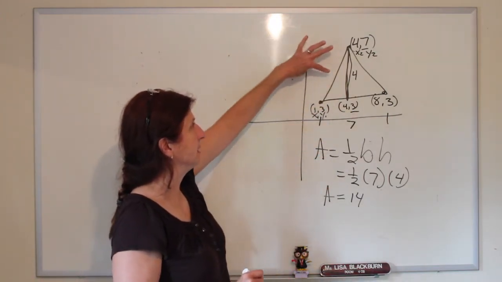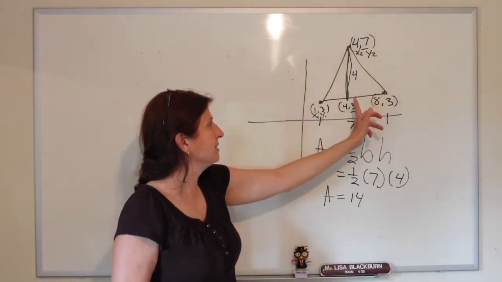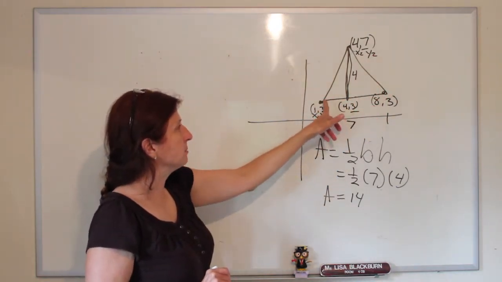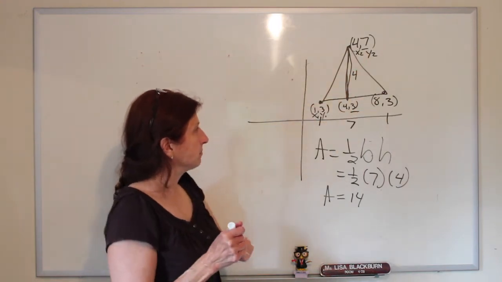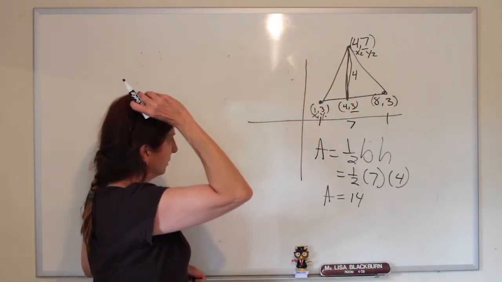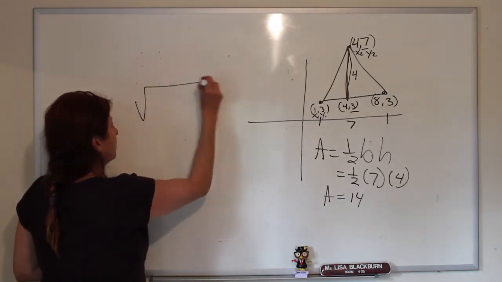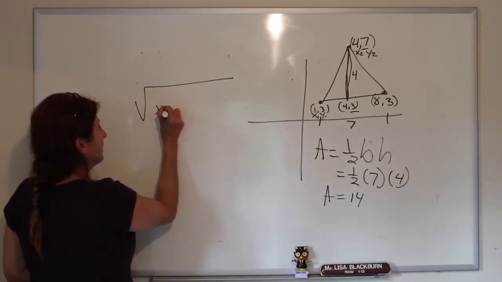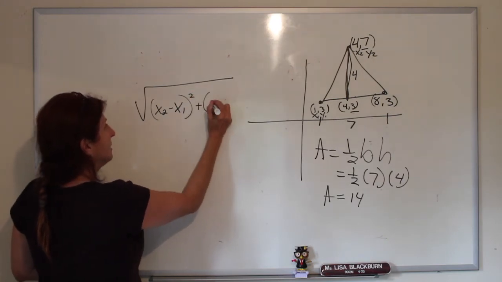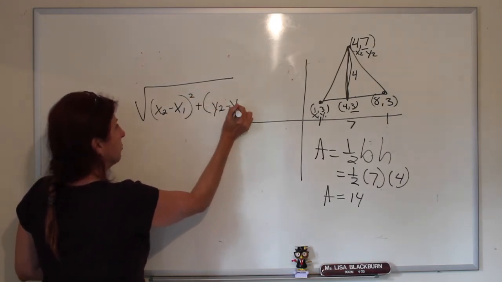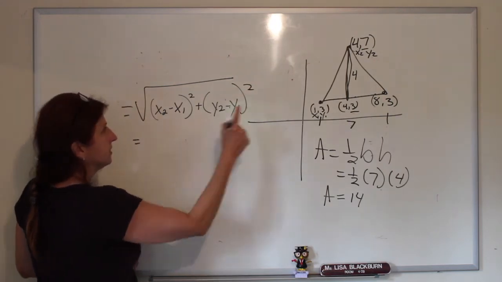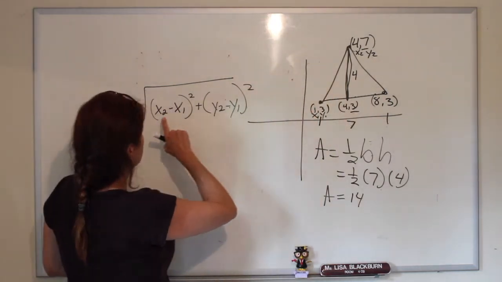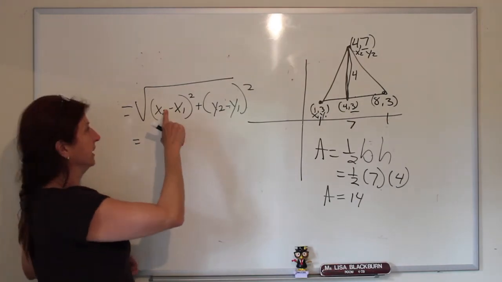So what we need is the distances on these sides to get the perimeter. Well, this one's easy. It's 7. But these are not so easy. So we're going to use our distance formula, and it is the square root of x2 minus x1 squared plus y2 minus y1 squared. So let's do this side. We just look at our formula and fill it in.